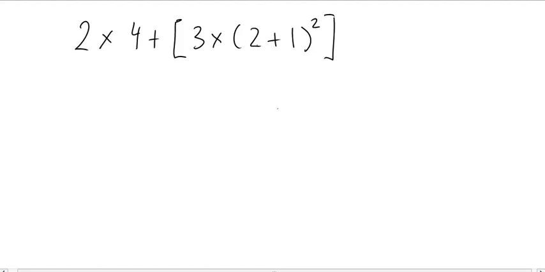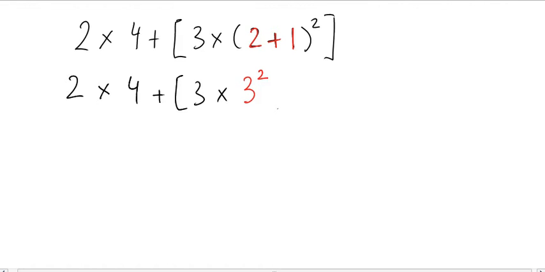2 plus 1 is 3. So we're just going to rewrite it. 2 times 4 plus 3 times 2 plus 1. So that's the 2 plus 1 here. 2 plus 1 as 3 times 3 squared.